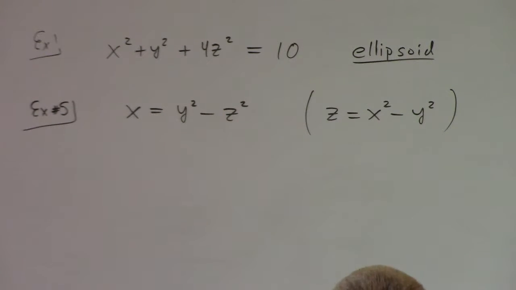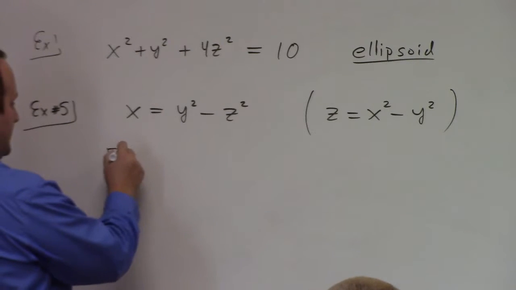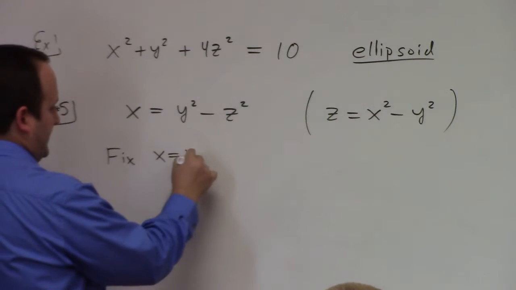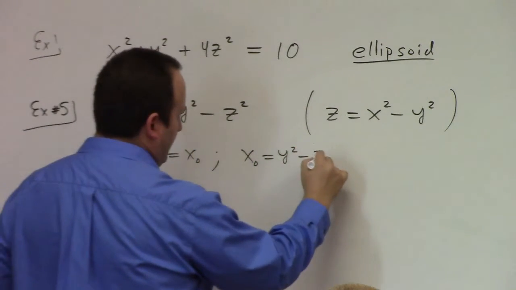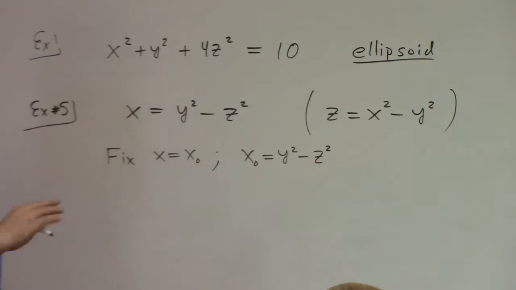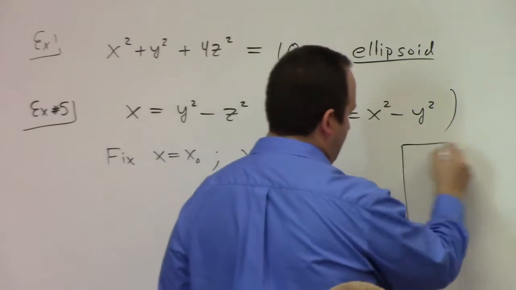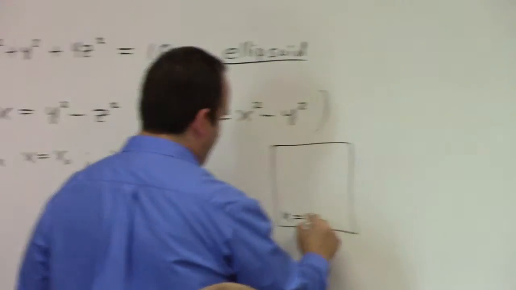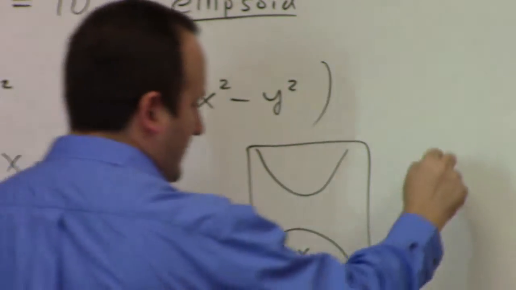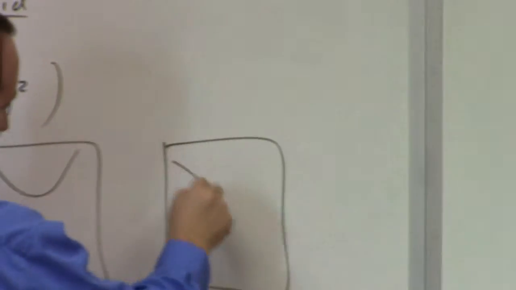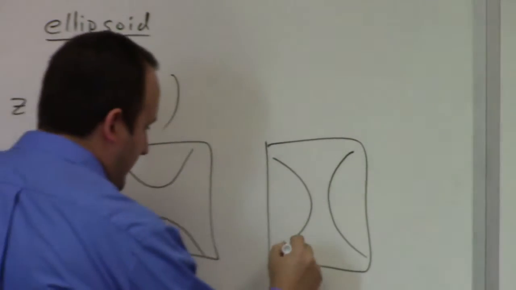So what is it? You said a hyperboloid? Yeah, I think it's just a hyperbola that's going through space along the x-axis. Right, so if we fix x equals x naught, what do we have? We've got x naught is equal to y squared minus z squared, right? And so if you think about that x equals x naught plane, you've either got one of these guys, or you've got one of these guys. It's a hyperbola. It's a hyperbola.